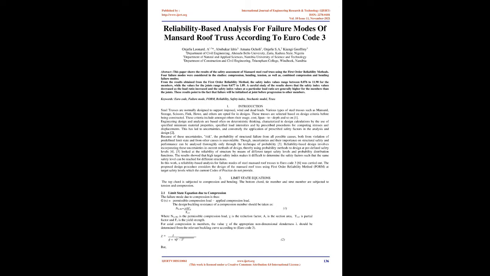From the results obtained from the first-order reliability method, the safety index values range between 0.076 to 11.90 for the members, while the values for the joints range from 0.677 to 1.89. A careful study of the results shows that the safety index values decreased as the load ratio increased, and the safety index values at a particular load ratio are generally higher for the members than the joints. These results point to the fact that failure will be initiated at the joint before progression to other members. Keywords: Eurocode, failure mode, FORM, reliability, safety index, stochastic model, truss.